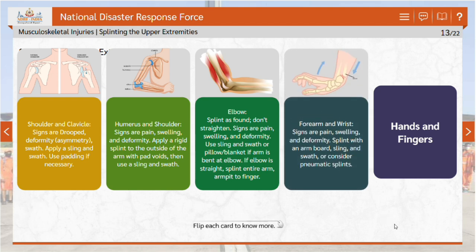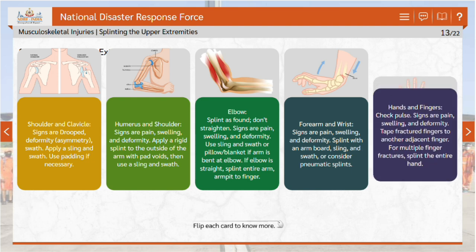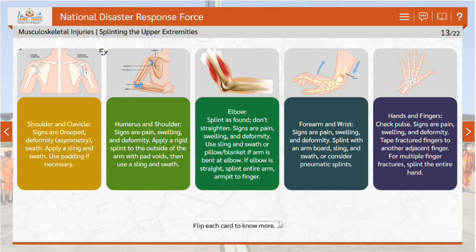Forearm and wrist. Signs and symptoms: pain, swelling, and deformity. Treatment: splint the area with an arm board, then use a sling and swath. Pneumatic splints are also an option. Hands and fingers. Important: check pulse with capillary refill. Signs and symptoms: pain, swelling, and deformity. Treatment: tape fractured fingers to another adjacent finger. For multiple finger fractures, splint the entire hand.